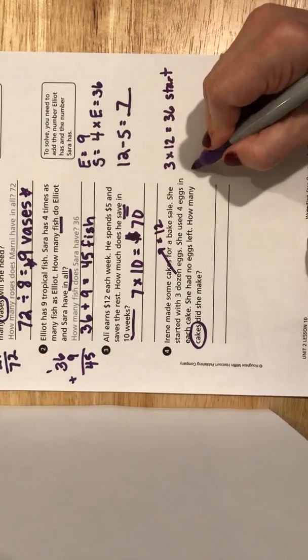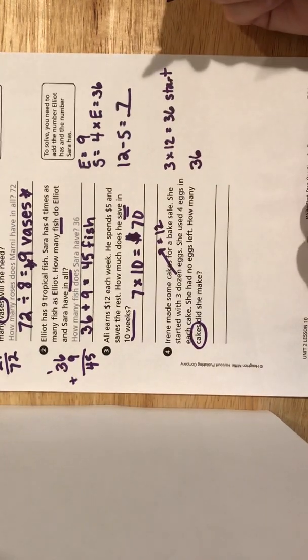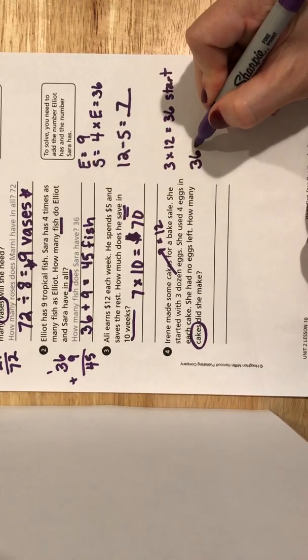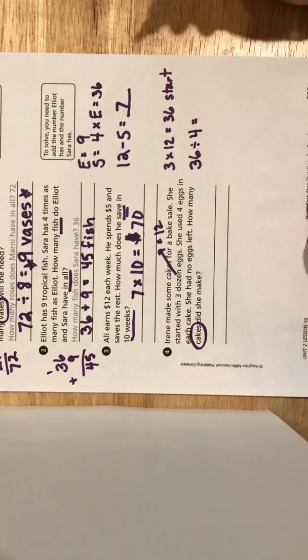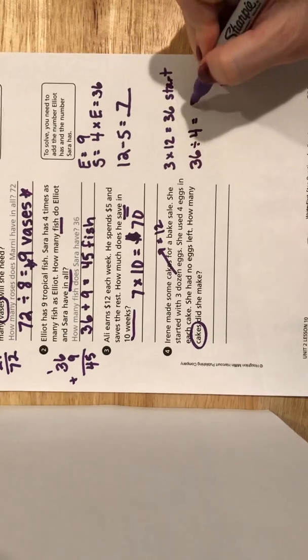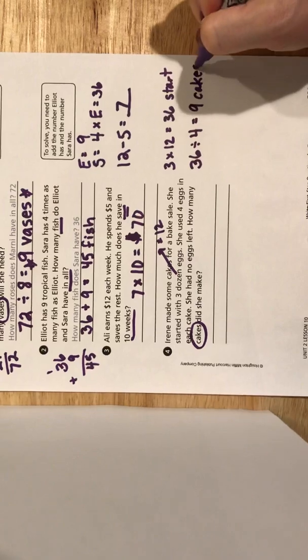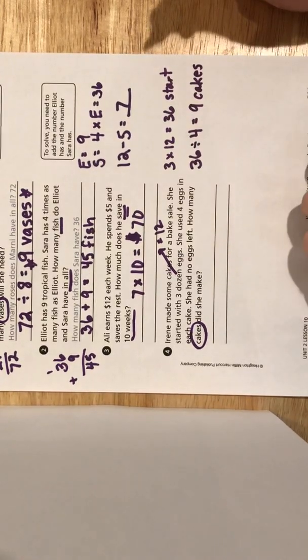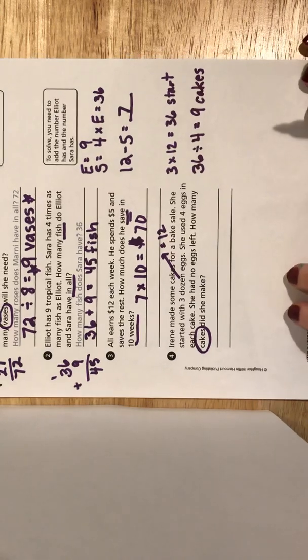Well, she had 36 eggs. She used 4 in each cake. How many cakes did she bake? She baked 9 cakes. Now, I automatically made that into a division problem.